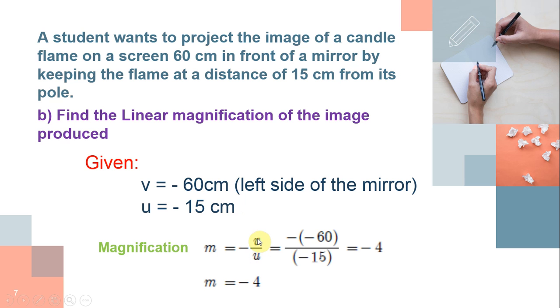Substitute the value of V and U: minus of minus 60 divided by minus 15. This minus into minus gives plus, and the final division has a minus. So the final value is minus 4. Finally the magnification is minus 4. Here minus indicates the nature of the image is real and inverted. It is more than 1, so the size of the image is enlarged.